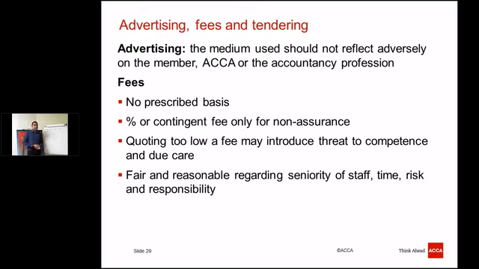Fair and reasonable regarding seniority of staff, time, risk, and responsibility. And as I just showed you a few moments ago on the table that we calculated how we can calculate the fees. So it's also important that if more senior staff is required on the audit, obviously that senior staff is likely to have a higher cost. And that is expected to raise the cost, the audit fee much higher. So for example, let's say that I am going to audit a manufacturing company.